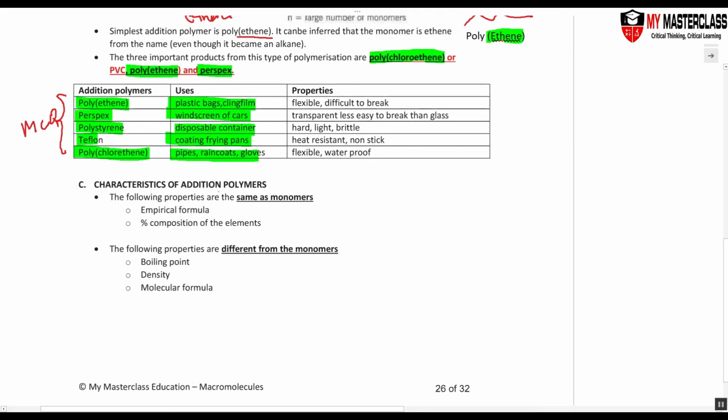Okay, so characteristics of polymers from addition polymerization. The following properties are the same as the monomer. They have the same simplest formula and the same percentage composition. These following properties are different from the monomers. They have different boiling points. Of course, your macromolecule has a much higher melting point and boiling point. It has much higher density as well, and it has a bigger molecular formula.